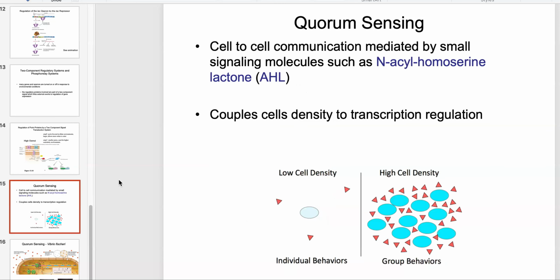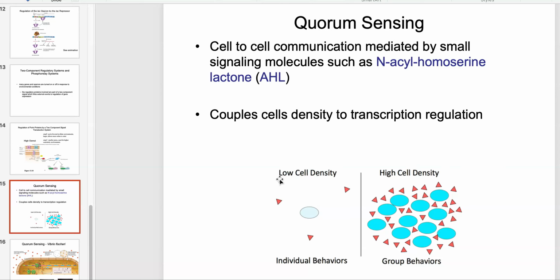Another type of gene expression regulation is quorum sensing. It's cell-to-cell communication mediated by small signaling molecules, such as N-acyl homoserine lactones. N-acyl homoserine lactones are primarily used by gram-negative bacteria, but there's a bunch of different kinds of them, and there are different signaling molecules that microbes will use. Some are just short peptides. But quorum sensing, as a general rule, couples cell density to transcription regulation.